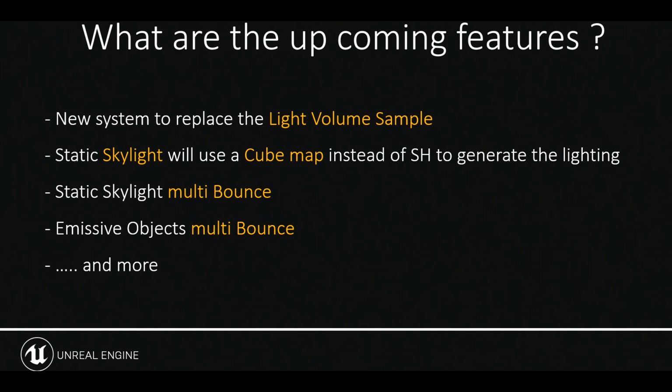We're going to have a new way to use the probes, the light volume sample. They will now be a lot more accurate. We're also going to have a skylight that will use a cubemap instead of spherical harmonics to generate the lighting. So you're going to have a lot more directionality in your light. For a sunset, you're going to really feel the sunset on your character when it's baked. And we finally have multi-bounce on the skylight, and also on the MSC object, and a lot more. So take a look at 4.18. It's coming up. It's going to be awesome.